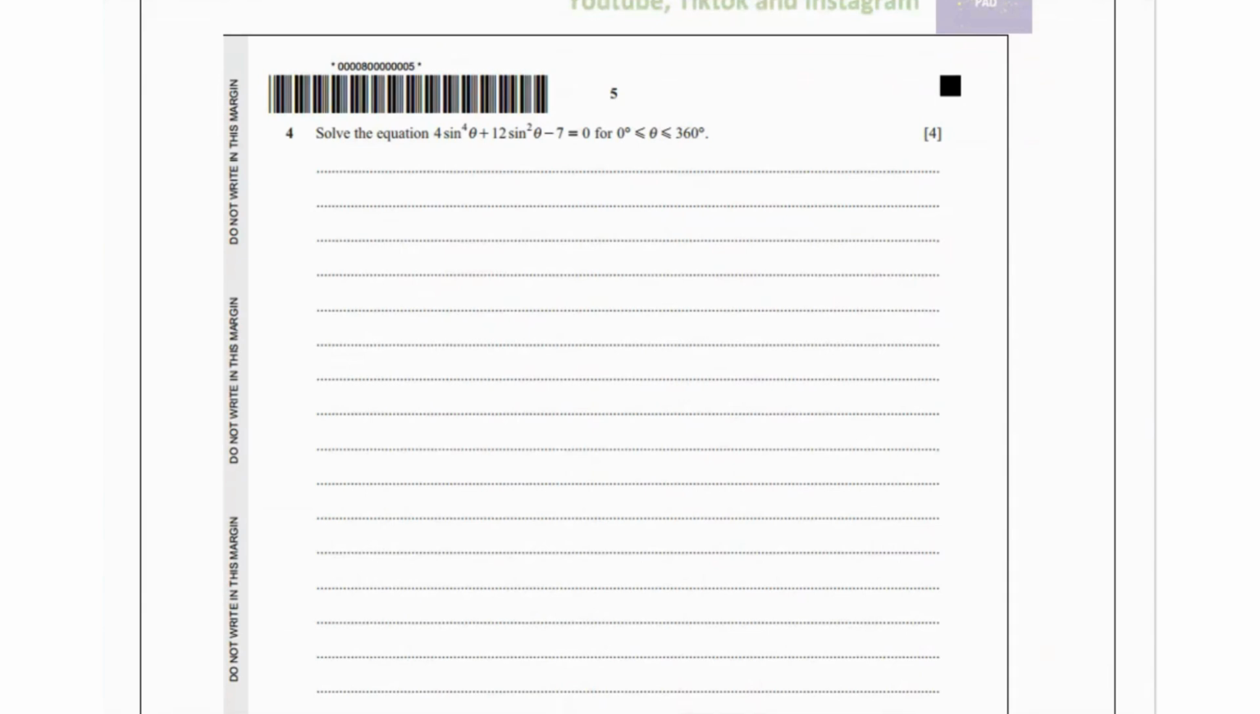square theta minus 7 equals 0 for theta between 0 and 360. So let's begin with replacing sine square theta with x, which means it's going to be 4x squared plus 12x minus 7 equals 0. Because if sine square theta is x, sine to the power of 4 theta is going to be x squared.